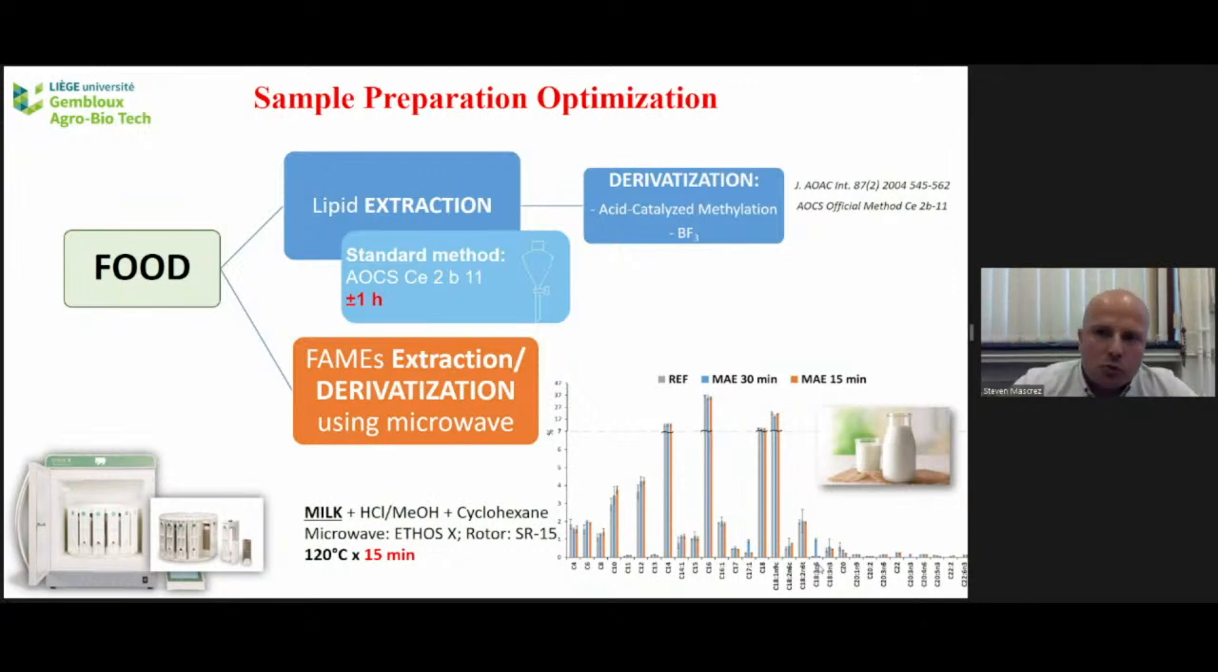The method of reference that we use for this one takes 30 minutes. So we applied microwave this time. We compare the area percentage profile of fatty acids to the one obtained with the reference on the same sample, here milk. And always with this idea to reduce and save time, we reduce the method to 15 minutes and also compare what we obtain. And as you can see, there is no significant difference in the overall profile.